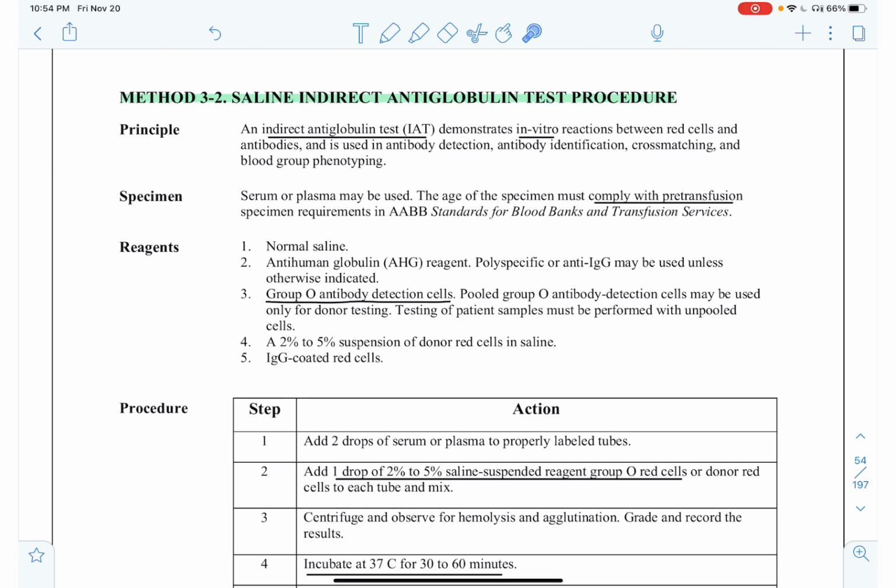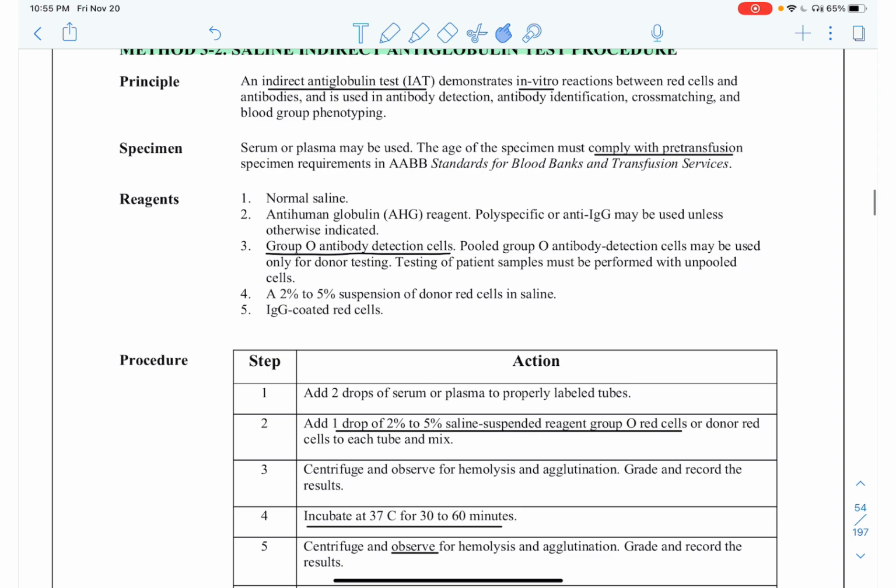So it makes sense that we could use these two synonymously, but in essence, the test itself is referred to as IAT. So when you're documenting that you perform this test, you need to use the word IAT and not AHG.